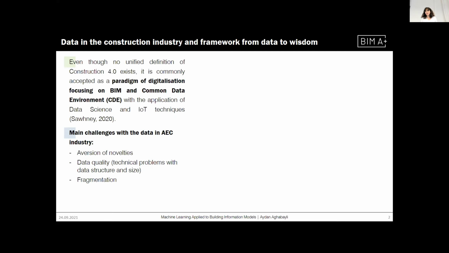Also, fragmentation is one of the most important challenges in construction industry. It has several dimensions. These two, learning and interoperability, are interconnected with the fragmentation and with each other. The lack of interoperability causes a delay in the learning process.